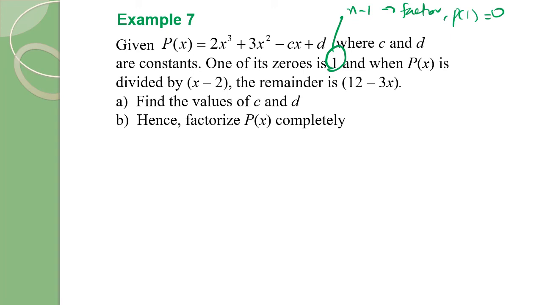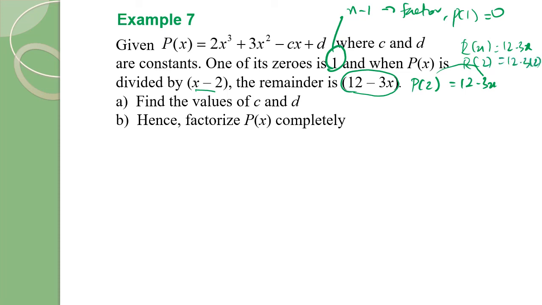So the other information we have is that P(x) is divided by x minus 2 and the remainder is 12 minus 3x. It means that P of 2 will have 12 minus 3x as the remainder. So 12 minus 3x means that the x also equals 2, because R(x) equals 12 minus 3x. So R of 2 will be 12 minus 3 of 2.